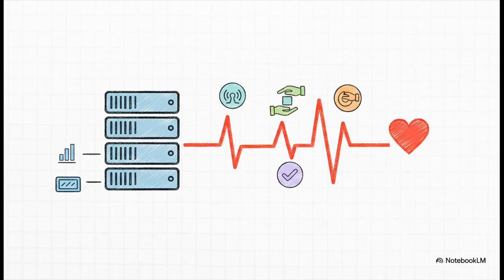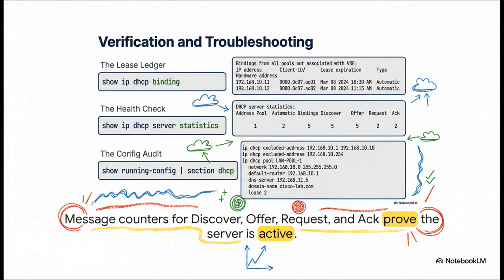Next up is what I call the server's health check. Show IP DHCP server statistics. This command tells us if the server's actually having those DORA conversations we talked about. Right here, you can see the DORA conversation in action. These counters track every single discover, offer, request, and acknowledge message. If you see these numbers ticking up, you know your server is alive and kicking. If they're all stuck at 0, well, you know you've got a problem somewhere in that initial handshake.